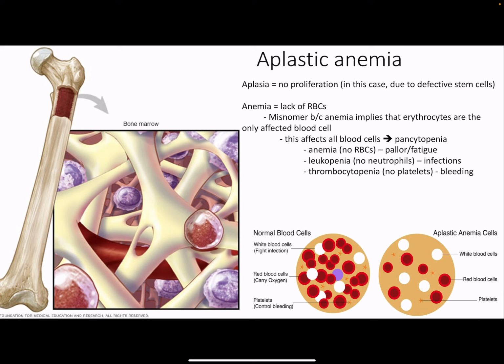All right, moving on to the next one. It's short and sweet. Aplastic anemia, aplasia, no proliferation. In this case, it's because you have defective stem cells in your bone marrow. And then anemia, of course, I didn't explicitly say this. Maybe I did. Anemia is a lack of red blood cells, but this is a misnomer because at least in the case of aplastic anemia, the bone marrow doesn't just make red blood cells. It makes white blood cells. It makes platelets. So it's going to affect everything, which is why this is a pancytopenia.